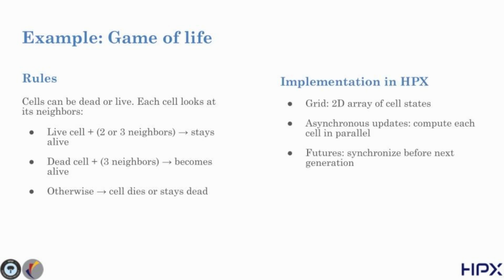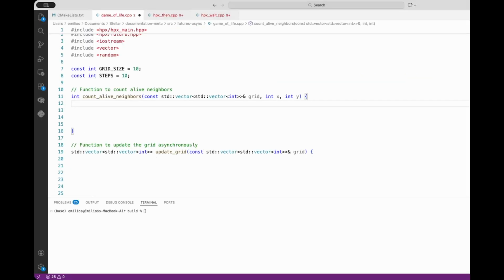To implement the game of life, we need to structure the implementation so that each cell update happens asynchronously using HPX futures. So the main idea is to define the grid, a two-dimensional grid representing the state of each cell, apply the rules asynchronously, so each cell's next state is computed in parallel, and use futures for synchronization. Ensure all updates complete before proceeding to the next generation.